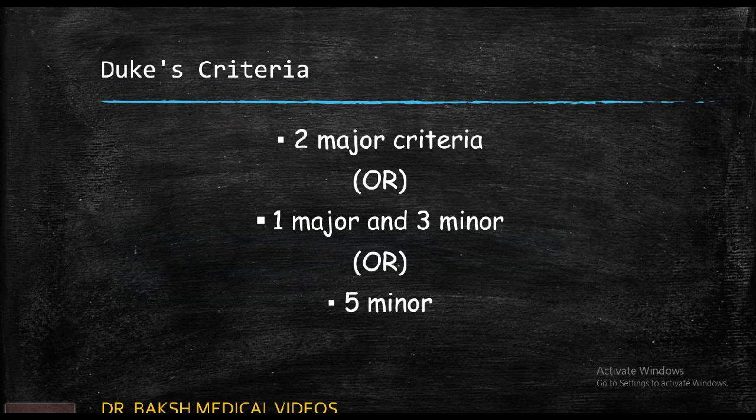Okay, so let's talk about Duke's criteria. This is a criteria which helps us in confirming the diagnosis of infective endocarditis. It is made up of major and minor criteria. So in order to have a confirmed diagnosis, it should be 2 major criteria, or 1 major plus 3 minor, or 5 minor criteria should be fulfilled.